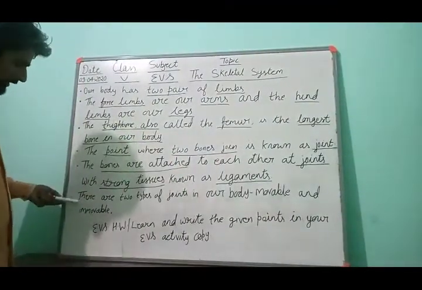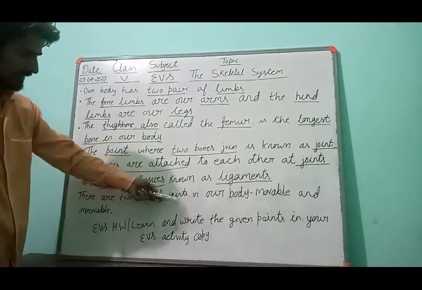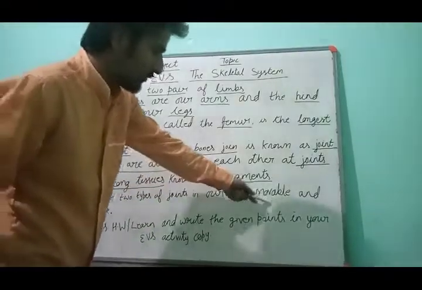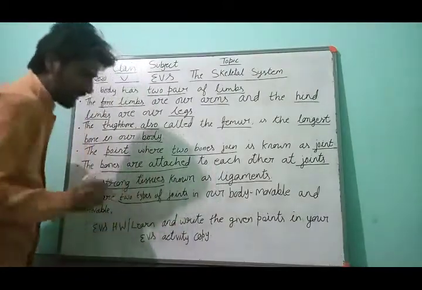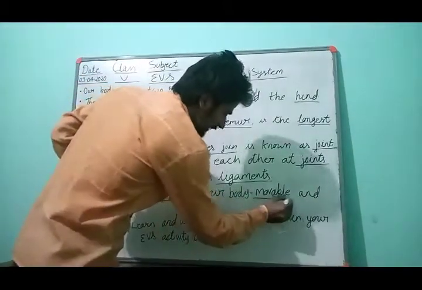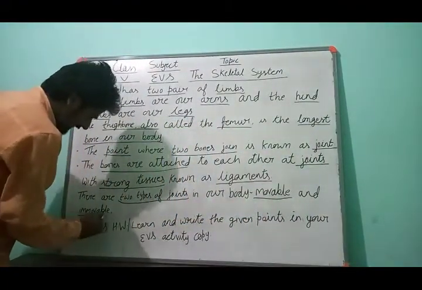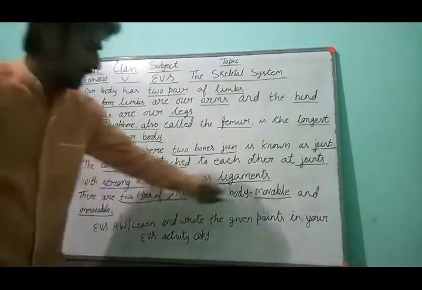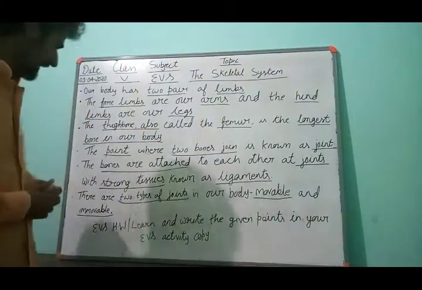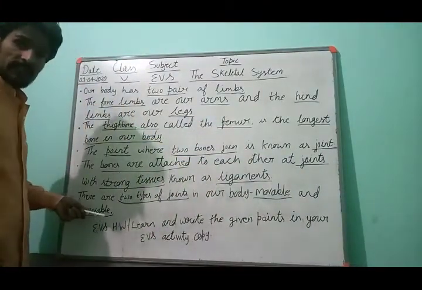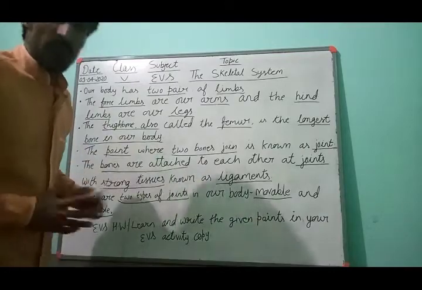Next point is there are two types of joints in our body, movable and immovable. First one is movable, and the second one is immovable. Movable means the joints which can do movements, and immovable means those that cannot do any movement.